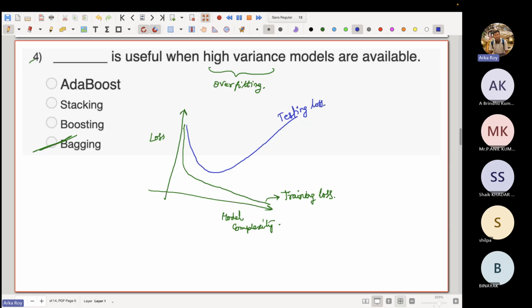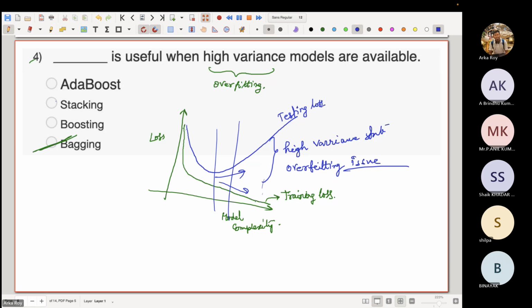Variance means the spread between two data. You can see that between this particular data and this particular data there is a very big gap. This gap refers to a high variation, or high variance, between the training loss and the testing loss from this point onwards. There is a funnel-like shape. This refers to the high variance state, and this is also named the overfitting issue. So bagging tries to mitigate the overfitting or high variance issue.